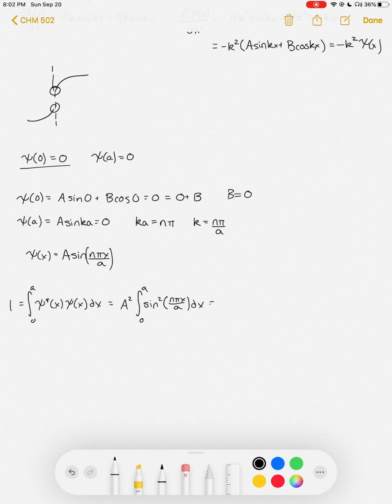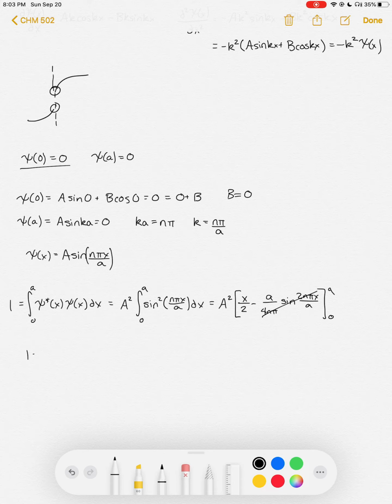So we look up the solution to this function. We end up finding that it is x over 2 minus a over 4n pi times sine 2n pi x over a, and we're evaluating that from 0 to a. So first, we're going to end up with a sine, either sine of 0 or sine of 2n pi, both of which are always 0. So we can ignore the second term. And the first term, we're going to end up with a over 2 minus 0.